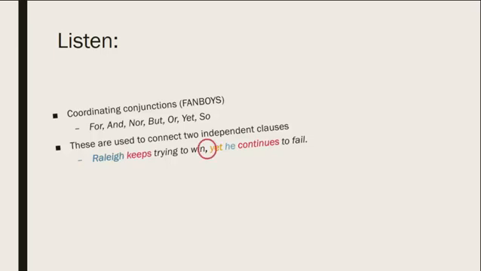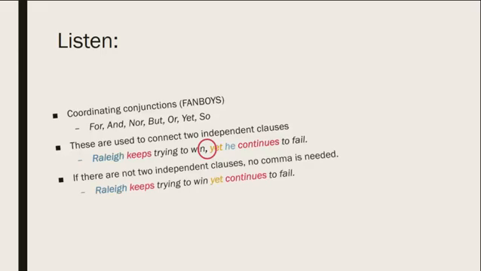Now here's the thing though, is that if I drop the word he, these things are still connected, we're still talking about Raleigh. So I say Raleigh keeps trying to win, yet continues to fail. In this case, because I don't have a subject, I don't have the word he, I don't need a comma. So the key to connecting these 2 independent sentences, these independent clauses, is that we have to have a subject and a verb in both halves of the sentence. If we don't, we can still use a fanboy, we just don't need to use a comma.